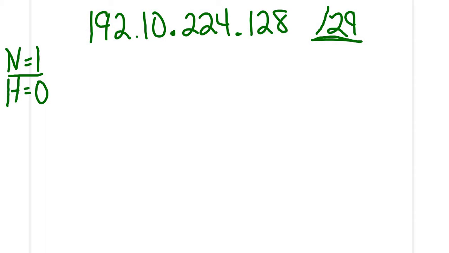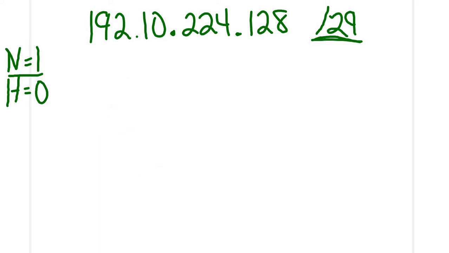So that means 32 minus 29, I should be expecting to have 3 host bits, because that's what's left over after I have 29 network bits. Every part of my subnet mask has to be either a 1 or a 0. It has to belong to the network or the host. Can't belong to both. Okay, so how do I write this out?